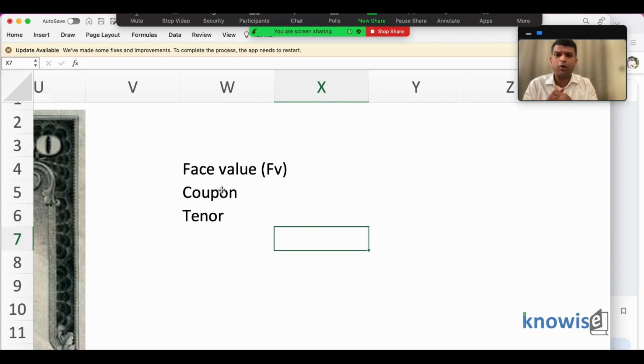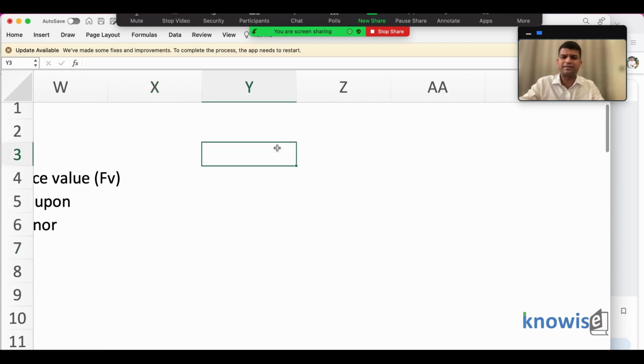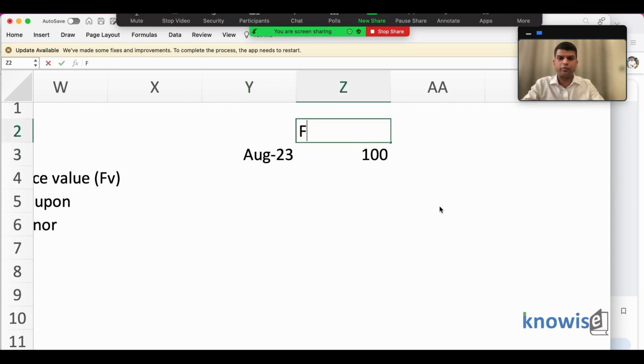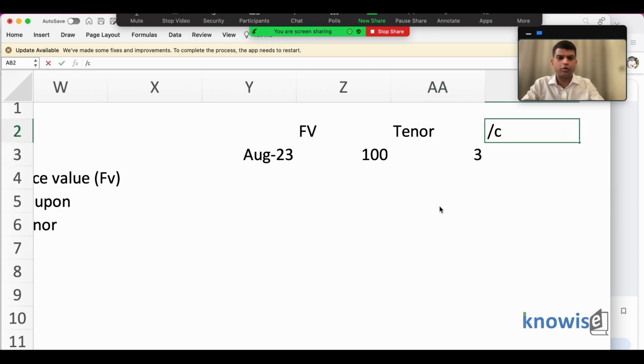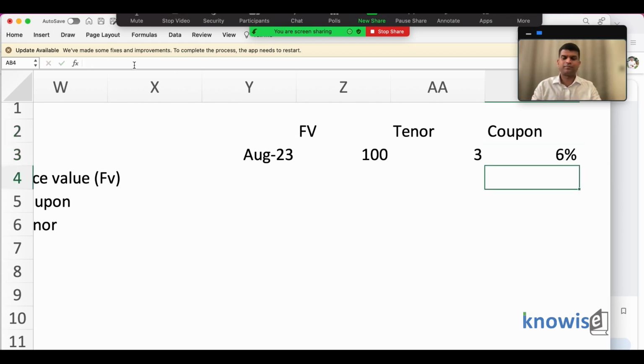So what do we mean by bond valuation? How does it work? Okay, let's go with the general assumption. Let us say I bought a bond which was issued in the month of August 2023, right? And it carries a face value of rupees 100, and it is for a tenor of 3 years, and it is at a coupon of 6%, right? This is the 6% coupon. This is the bond which I bought.